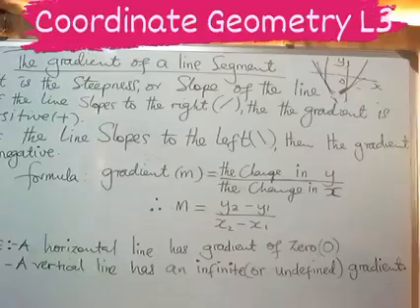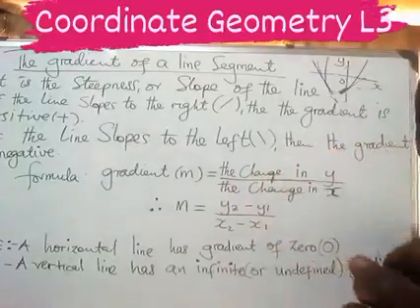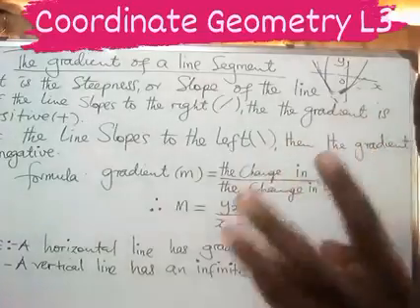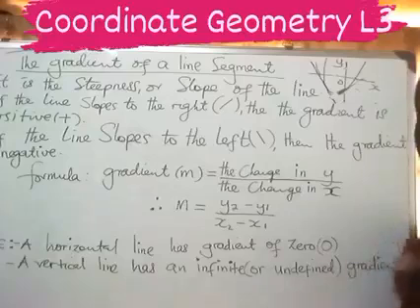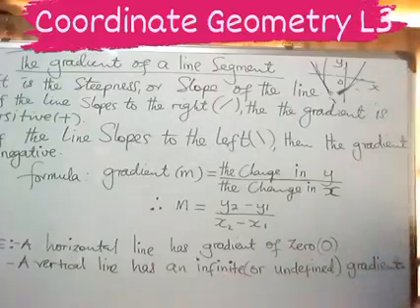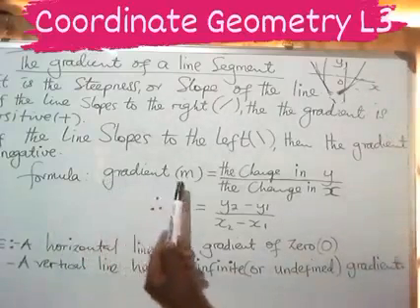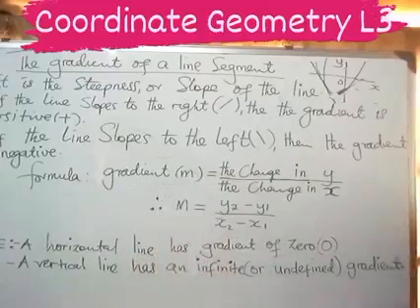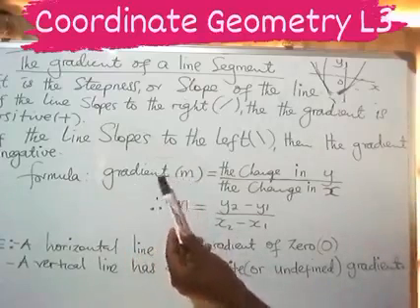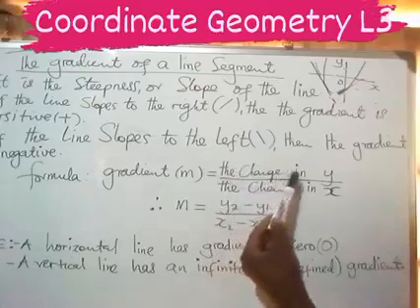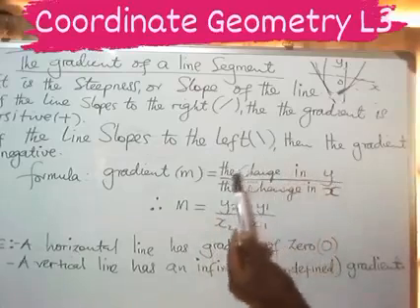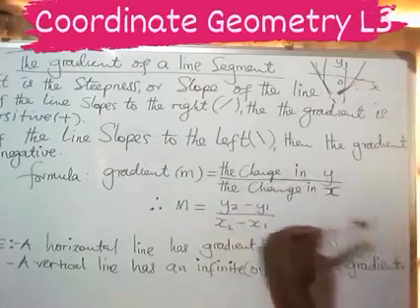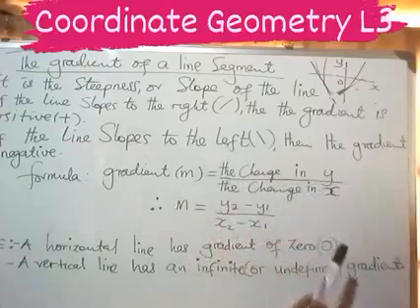What else do we have? Now we have a formula which is used to find the gradient when you have been given the coordinates of two points. You have been given the two points, you can find the gradient by using the formula. The symbol we use for gradient is m. So gradient is equal to the change in y divided by the change in x.